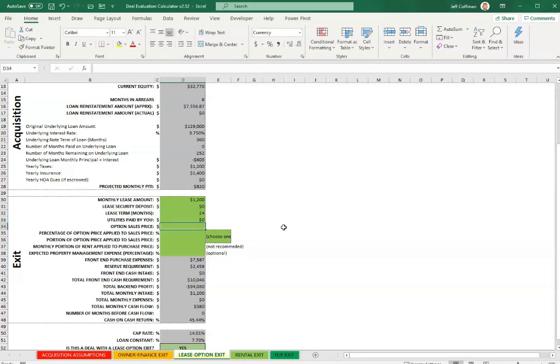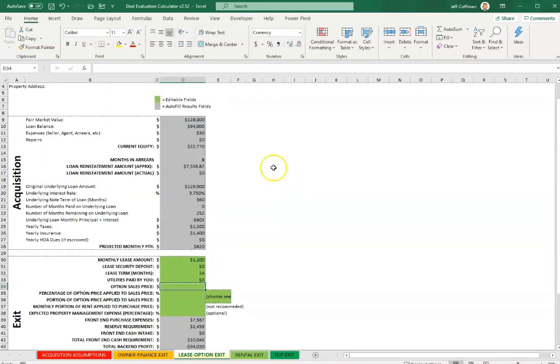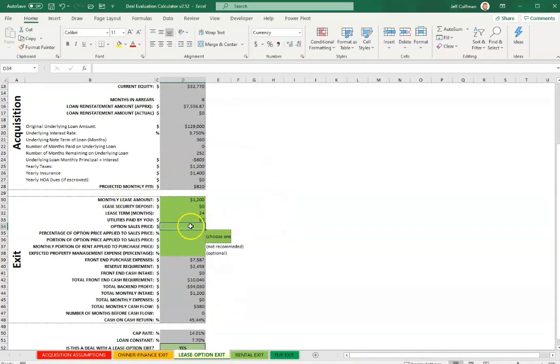This is where you're going to plug in your option sales price. So let's just say that we've got a fair market value of $128,000. Let's bump this. Let's just say that we want to sell this for $135,000. Right? So that is the price. Your option price is the price that your buyer, or your tenant rather, is going to be buying that property for at a later date.